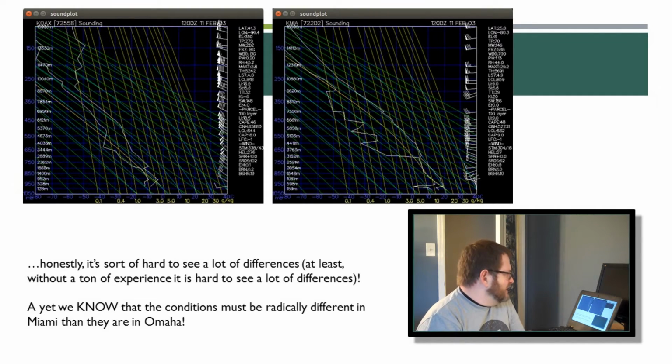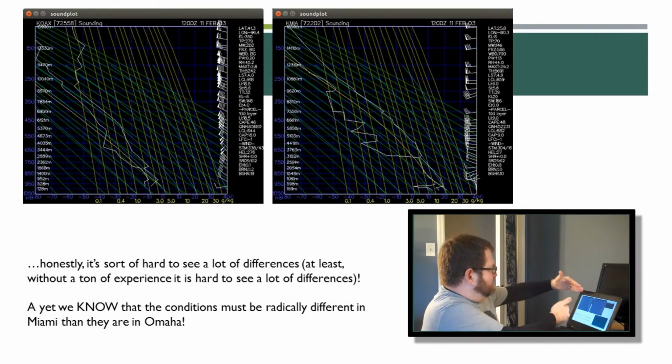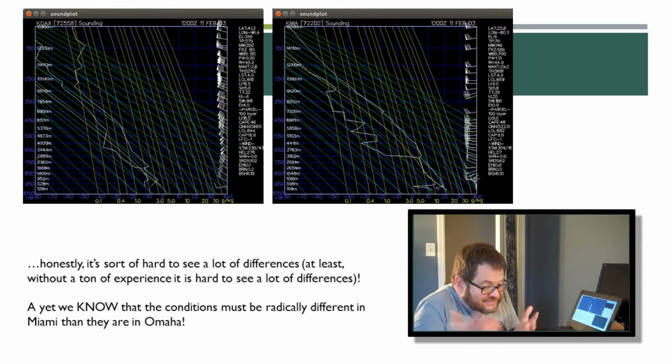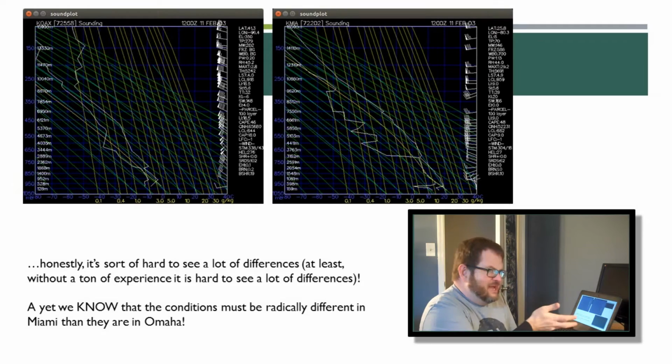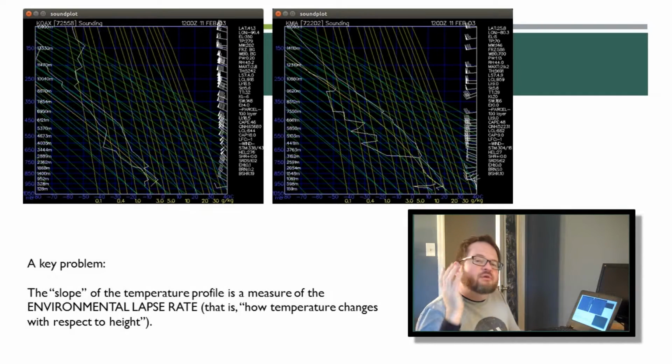At first blush, if I just showed these to somebody with no experience at all, they'd say these two diagrams look an awful lot alike. Yet we know clearly there's going to be big differences between what's going on in the atmosphere in Miami versus Omaha in February, right? These diagrams look surprisingly alike for two diagrams that should be telling us these two places are very different. Let me give you the defining example of what's wrong with this diagram.